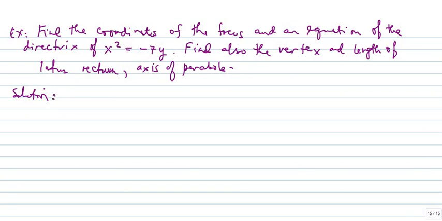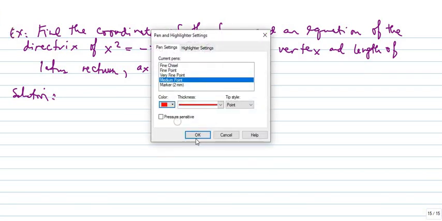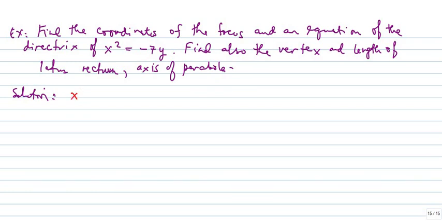So first we have our equation, x squared is equivalent to negative 7y. Take note, this is related to the equation x squared equals 4ay. When we equate negative 7 and 4a, we have negative 7 equals 4a, so a equals negative 7 over 4. That a is the length from the vertex to the focus.